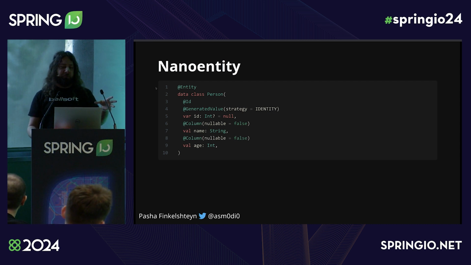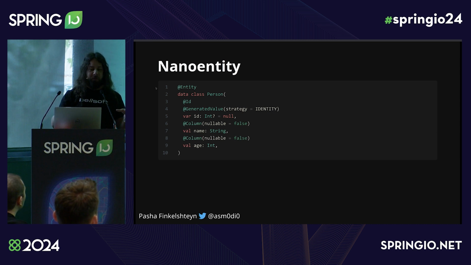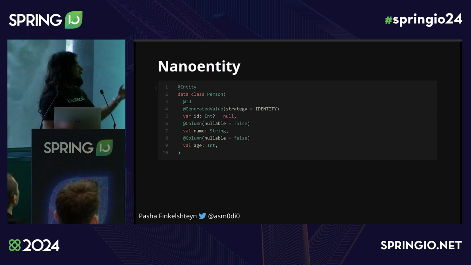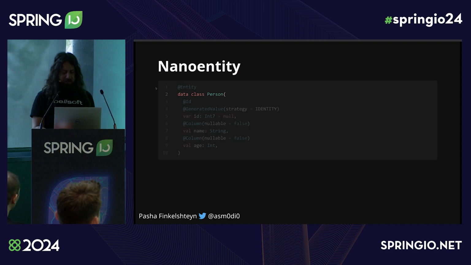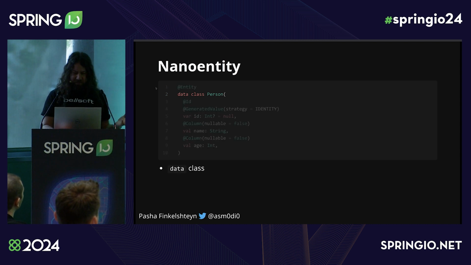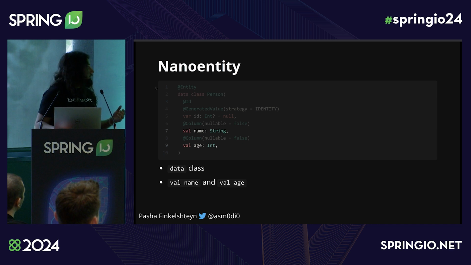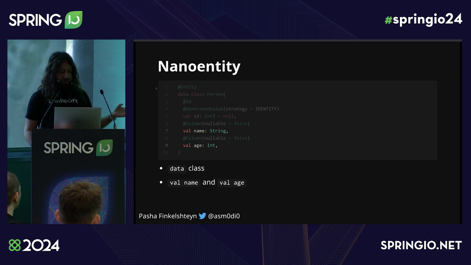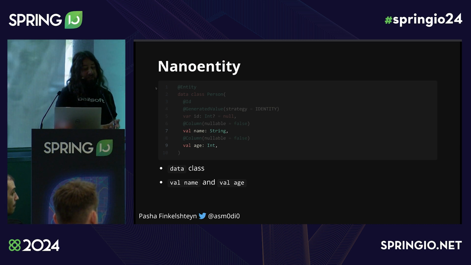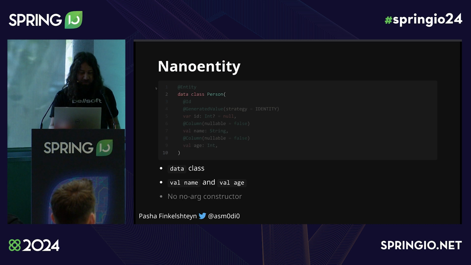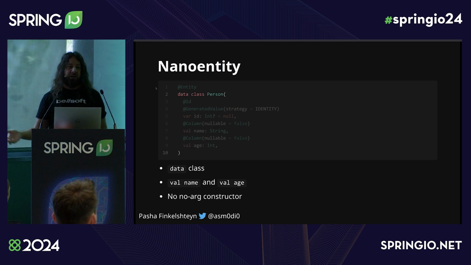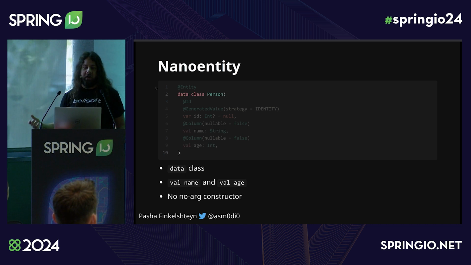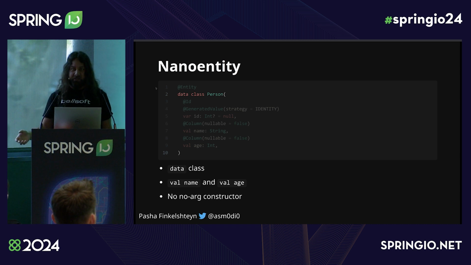So Kotlin has this concept of data classes. You are probably all familiar with it. Let's look at our entity. It has an entity annotation in it, like it's a data class. It has values name and age. And yeah, here are some issues of this class. It is a data class. And there is no arg constructor, because you cannot have a no-arg constructor in a data class.